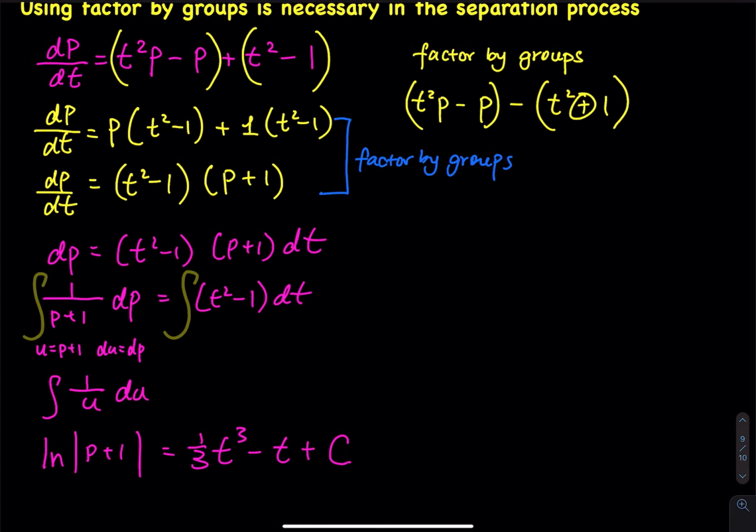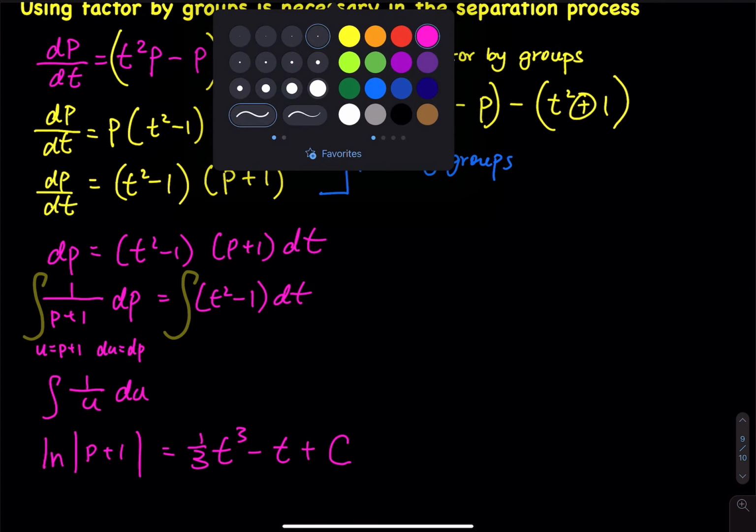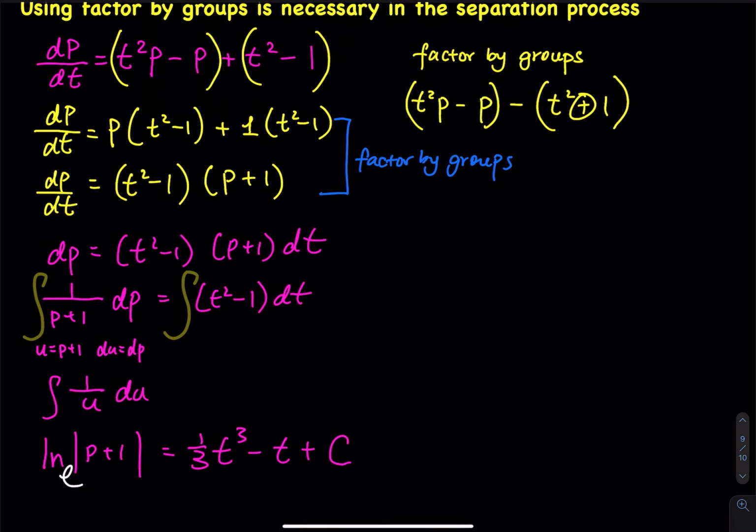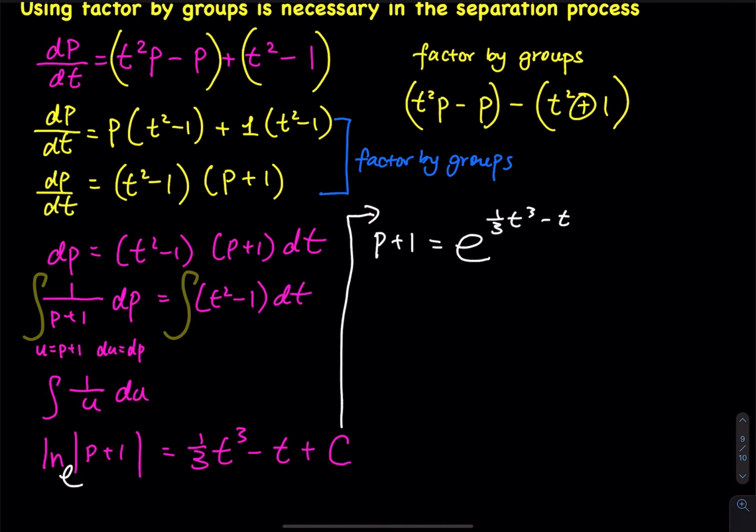All right, and then how do you take the p plus 1 out of the ln? You have to remind yourself that there is a base e in the ln. So there is a base e, and then you will have to take the base e and put the entire right hand side in the exponent. So this is how we do it. Let's just keep the p plus 1 in here, and then we have the base e raised to the entire right hand side: 1 third t to the third minus t, plus c.